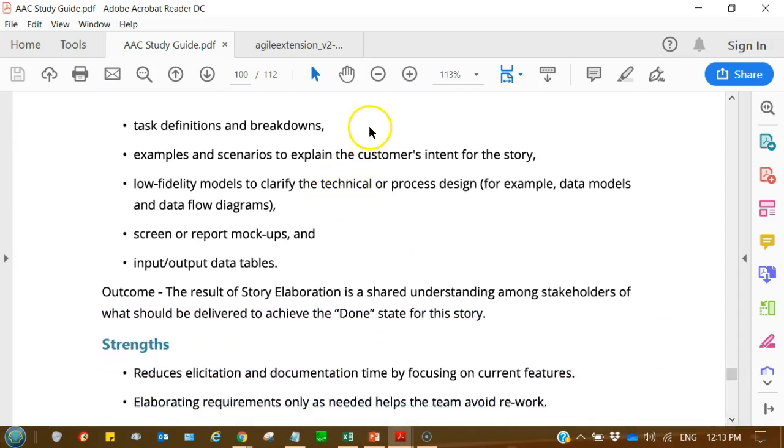Some things to be looking at in terms of what we are looking for at this particular point in time: specific task definitions, specific examples and scenarios. I'm thinking in terms of a user story that says, in a retail environment, as a user, I want to pay for my order so that my product can be delivered. That's a sort of high level user story.